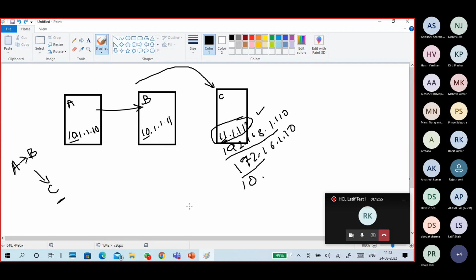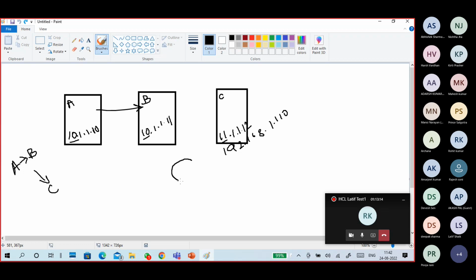I will go back up to here. Very good. I'll remove this one also, to make it easier. So this is a different network, and this is a different network. Still you want to make communication from A to B, so A and B should communicate to C. Here you have to implement a router.